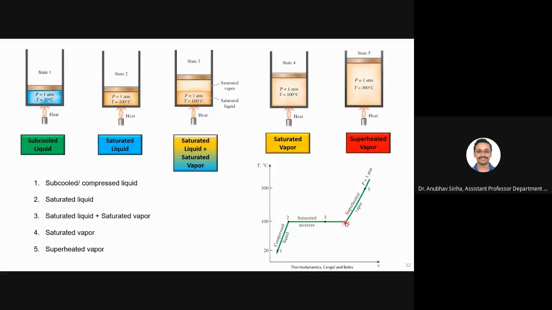Now, if I keep on heating, it will become superheated vapor at 5. And this line is basically an isobar. It is at a constant pressure of 1 atmosphere. Right? Is this not clear to everyone? Yes, sir. Okay. Moving on.